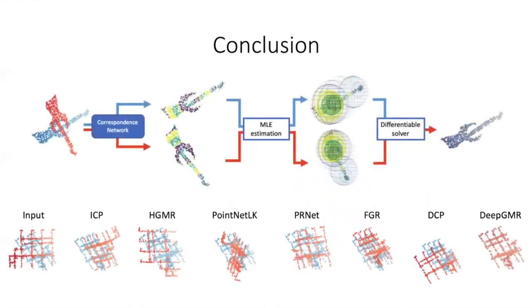In conclusion, DeepGMR provides a principled way of integrating 3D neural networks inside a probabilistic registration paradigm. We believe DeepGMR can be useful for applications that require accurate and efficient global alignment of 3D data, and hope that it can inspire future research into learning-based probabilistic registration.